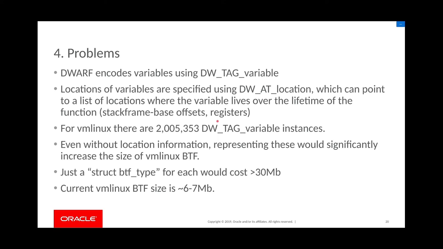But to run the numbers, there are about 2 million variable instances within the DWARF for the core kernel. So even without location information, we're talking about over 30 megabytes for just the BTF type information there. That's an order of magnitude bigger than the current BTF. To me, that doesn't seem feasible, because part of the sell here for BTF is that it's small. And this is pushing it away from that quite significantly.